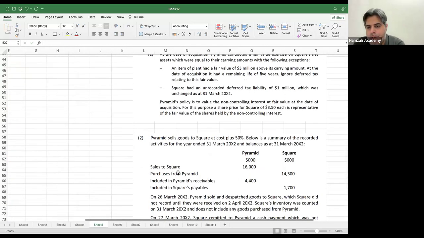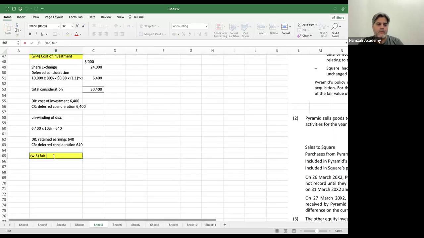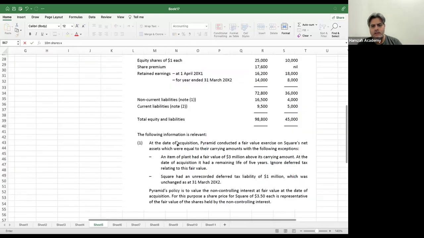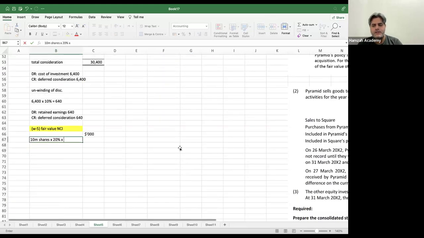Paramount's policy is to value the non-controlling interest at the fair value at the date of acquisition. For this purpose, the share price of 3.5 each is representative of the fair value of the shares held by the NCI over here. Okay. So we are going to have this fair value NCI. They have the 10 million shares, I guess, right? Yeah. 10 million shares, we own 80%. So this is going to be 20%. This is going to be 3.5, not 4, 3.5. 7,000.